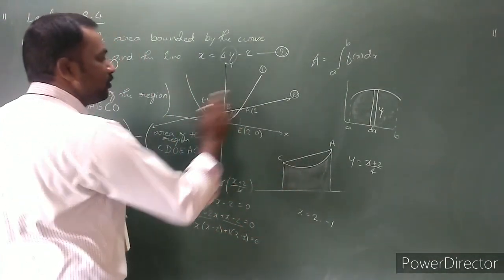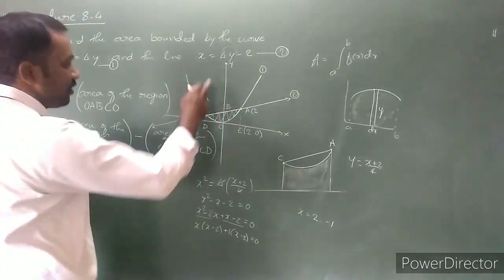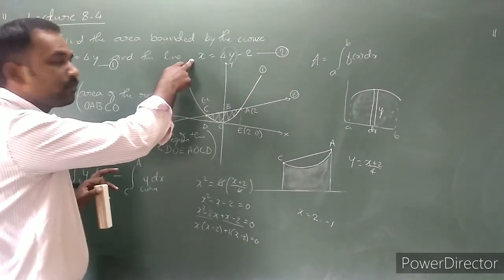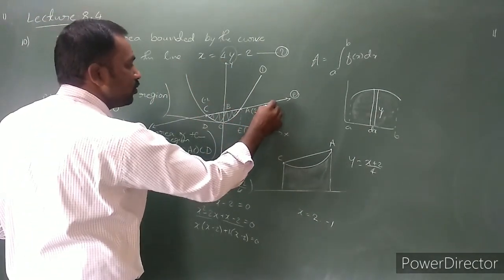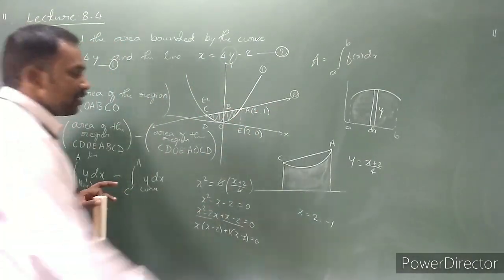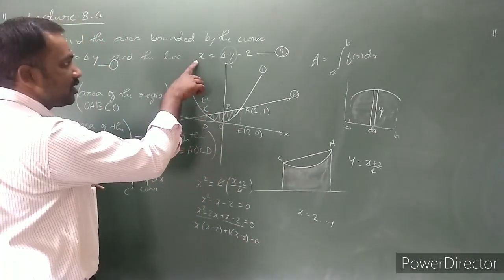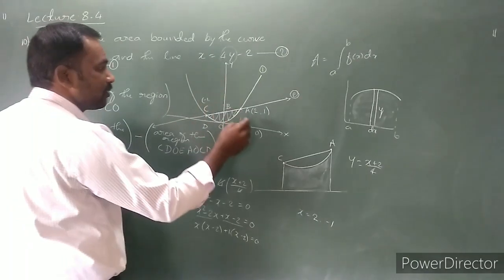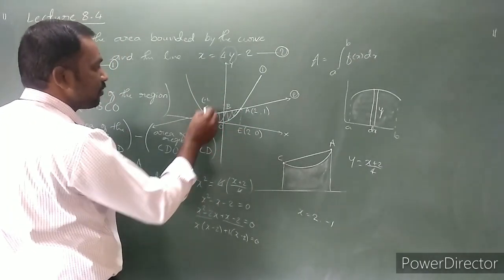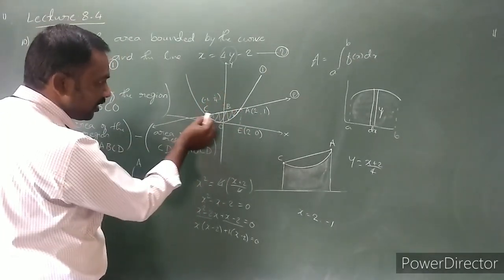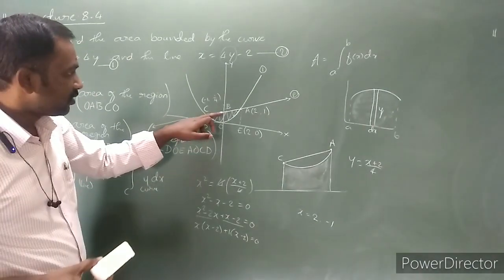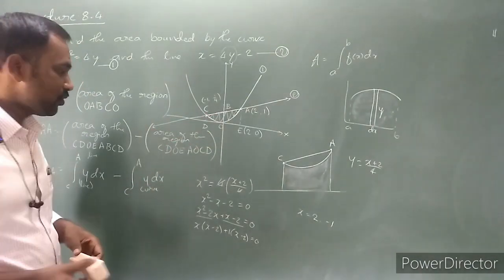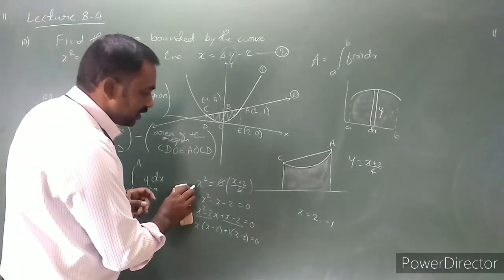If you replace the x value, we will get the y coordinate. When x value is 2, 2 plus 2 is 4, and 4 by 4 is 1. If x value is minus 1, that is 2 minus 1 by 4, this is 1 by 4. You can do this one properly.